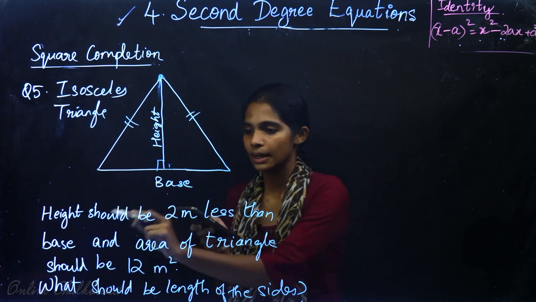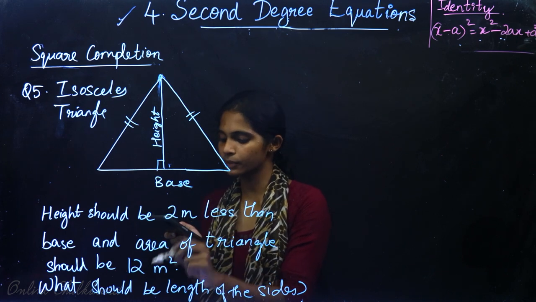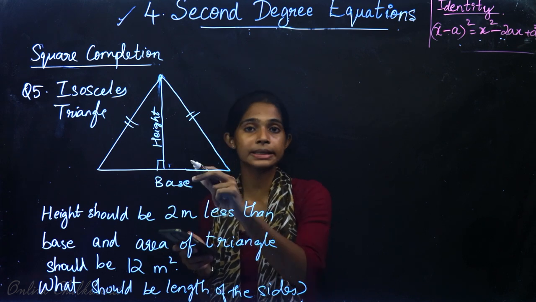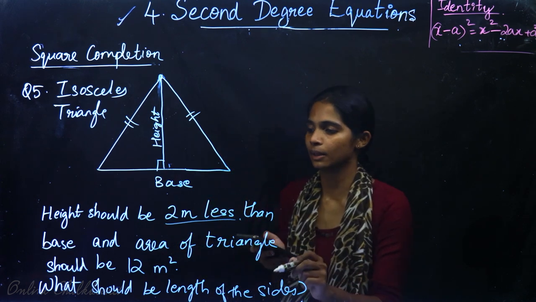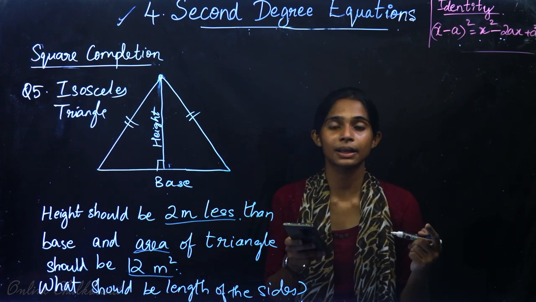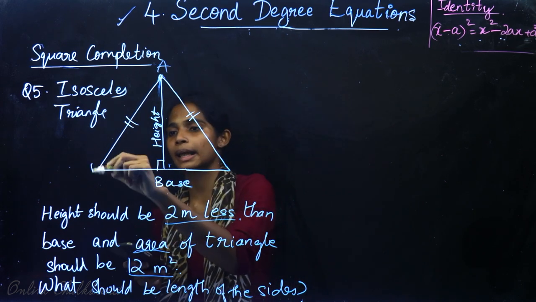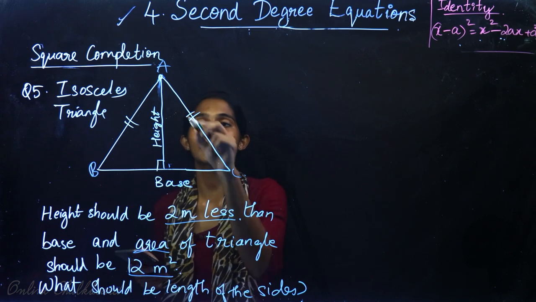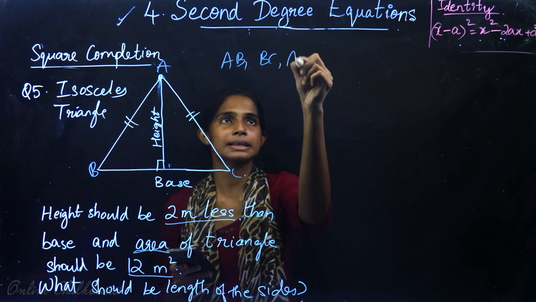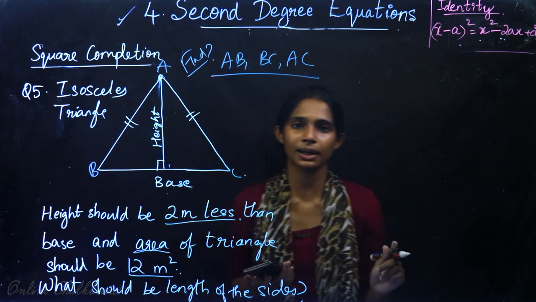കണ്ടീഷൻസ് എന്തൊക്കെയാണ്? ദ ഹൈറ്റ് ഷുഡ് ബി 2 meters ലെസ് ദാൻ ദ ബേസ് ആൻഡ് ദ ഏരിയ ഓഫ് ദ ട്രയാങ്കിൾ ഷുഡ് ബി 12 square meters. ഹൈറ്റ് ബേസിനേക്കാൾ 2 meters ലെസ്സും ഏരിയ 12 meters square ഉം ആയിരിക്കണം. കണ്ടുപിടിക്കേണ്ടത് എന്താണ്? വാട്ട് ഷുഡ് ബി ദ ലെങ്ത് ഓഫ് ദ സൈഡ്സ്. ഈ ട്രയാങ്കിളിന് എ ബി സി എന്ന് പേര് കൊടുക്കുകയാണെങ്കിൽ, ഈ ട്രയാങ്കിളിൻ്റെ 3 sides എ ബി, ബി സി ആൻഡ് എ സി, ഈ 3 sides നിങ്ങൾ കണ്ടുപിടിക്കണം. ഓക്കെ, അപ്പോൾ ക്വസ്റ്റ്യൻ ക്ലിയർ ആയെന്ന് വിചാരിക്കുന്നു.